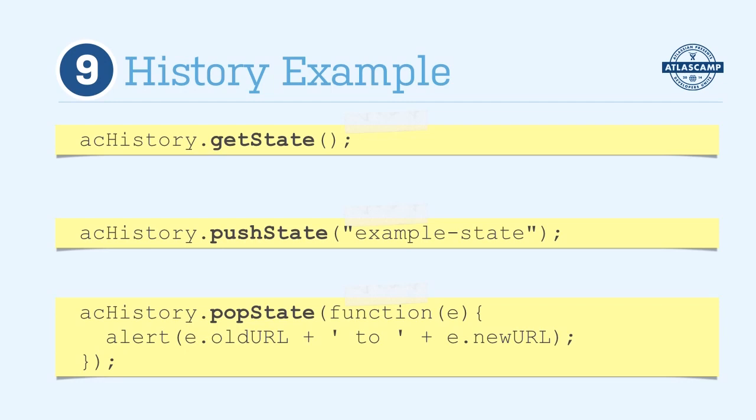Pop state should be pretty familiar too. This happens when people press the back and forward buttons within their browser. Usually, you'll have no idea of this if you're in an iframe, and that's not that helpful. We've emulated the HTML5 history API again, and you can register to receive a callback when a browser button is clicked. And we used the standard event object with old URL and new URL.